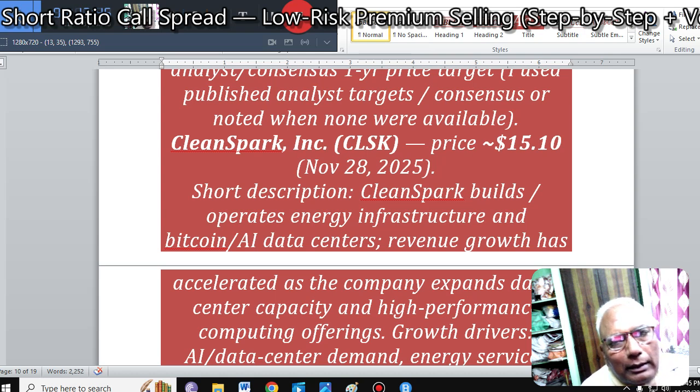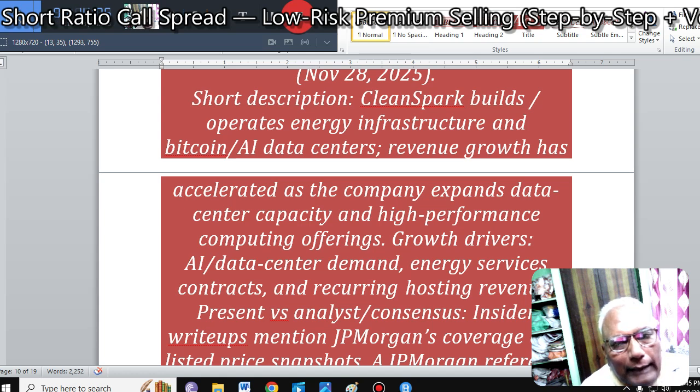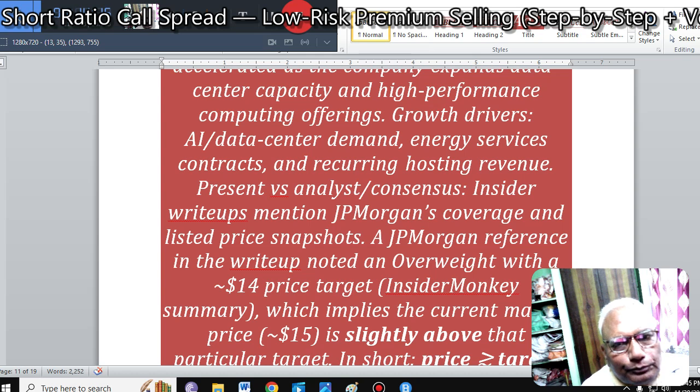CleanSpark Inc. Price $15.10, November 28, 2025. Short description: CleanSpark builds and operates energy infrastructure and Bitcoin mining. AI data center revenue growth has been accelerating as the company expands data center capacity and high performance computing offerings. Growth drivers: AI data center demand, energy services contracts, and recurring hosting revenue.